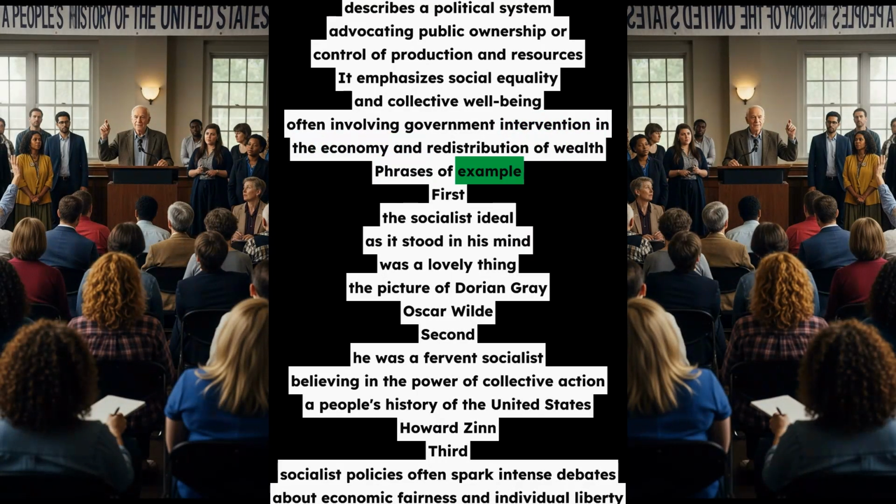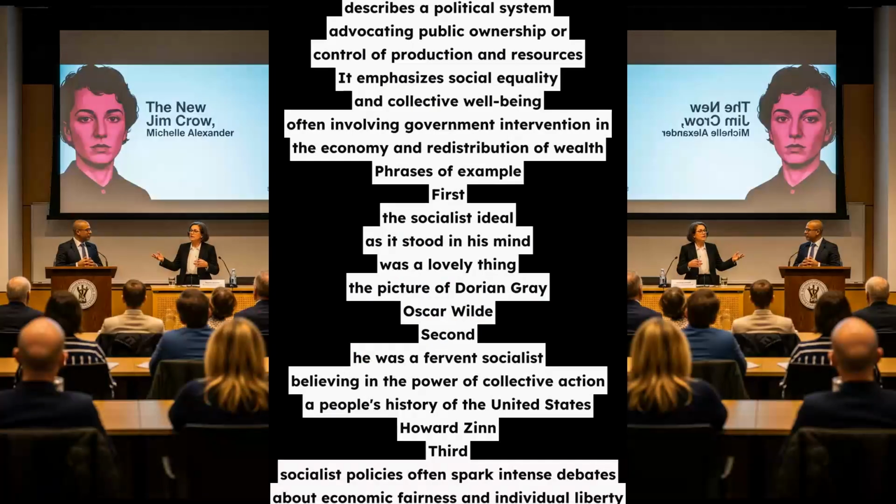Phrases of example. First, the socialist ideal as it stood in his mind was a lovely thing. The Picture of Dorian Gray, Oscar Wilde. Second, he was a fervent socialist, believing in the power of collective action. A People's History of the United States, Howard Zinn. Third, socialist policies often spark intense debates about economic fairness and individual liberty. The New Jim Crow, Michelle Alexander.